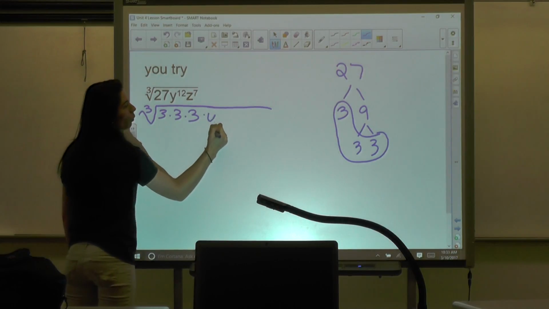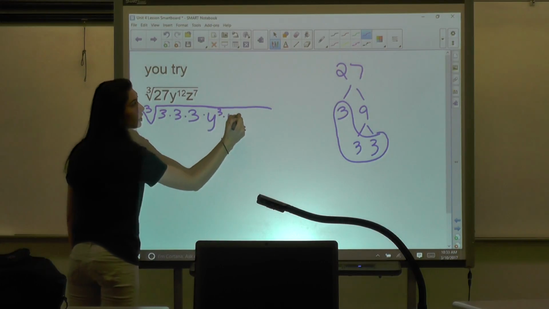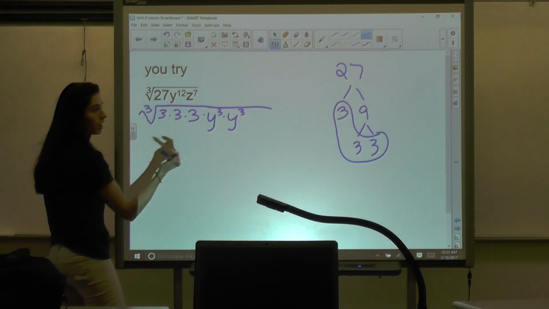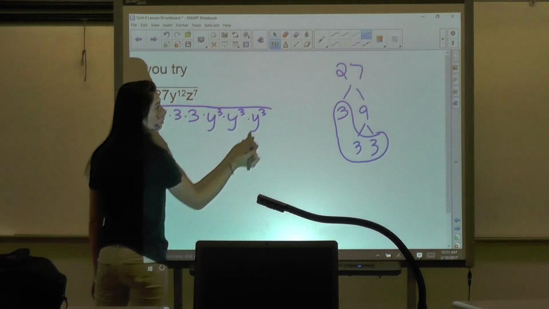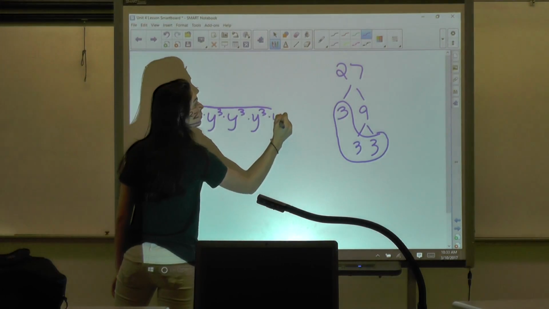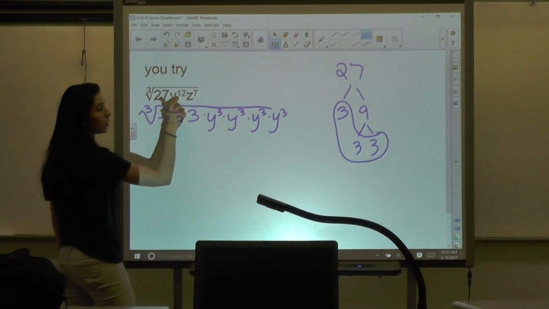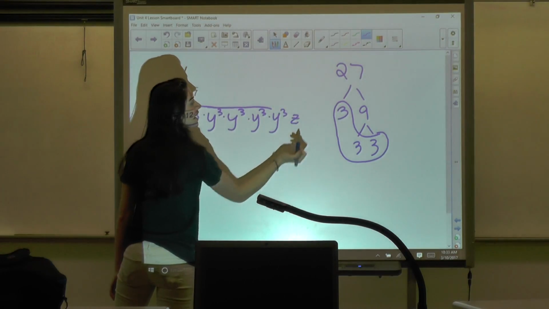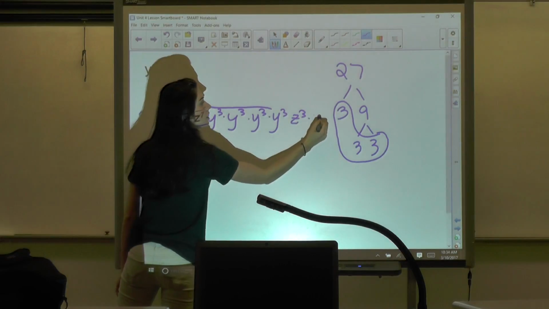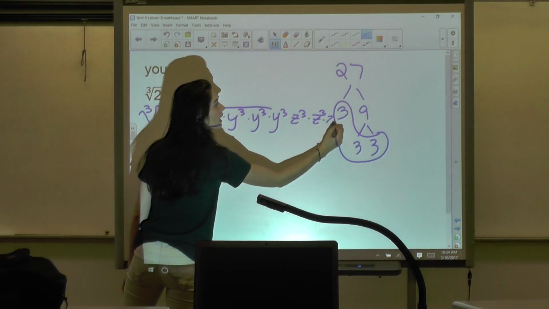Then I have y to the power of 3. Another y to the power of 3 gives me 6 y's. Another y to the power of 3 will give me 9 y's. Another y to the power of 3 will give me 12 y's. So then I have z to the power of 3, and another z.